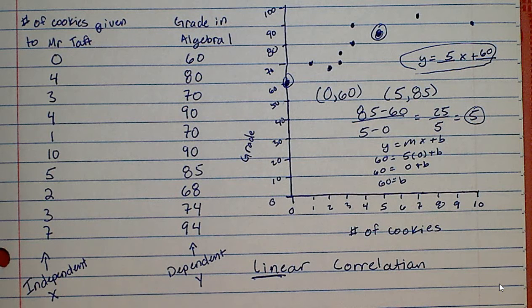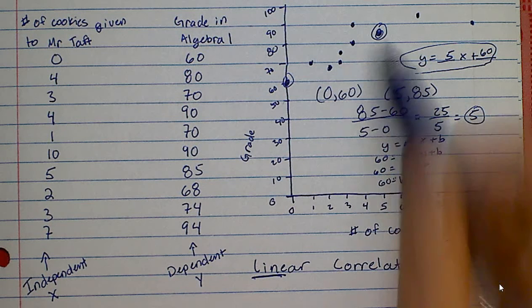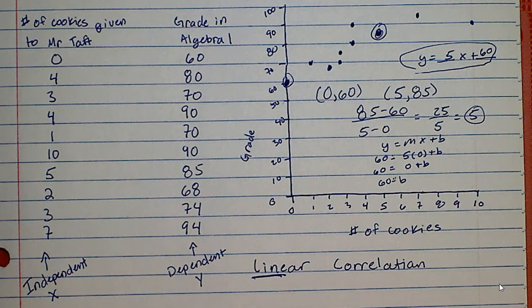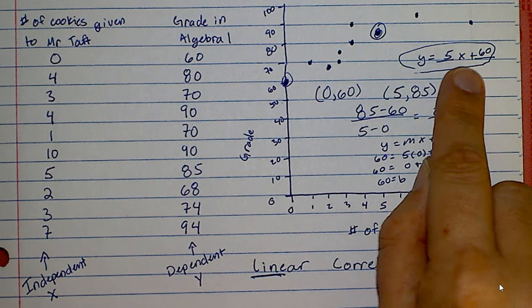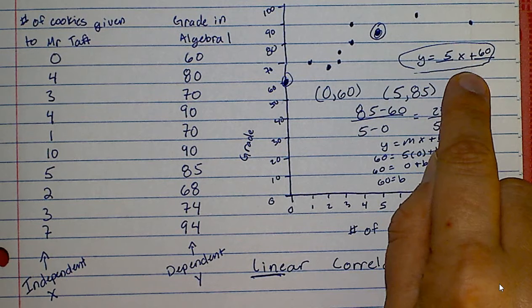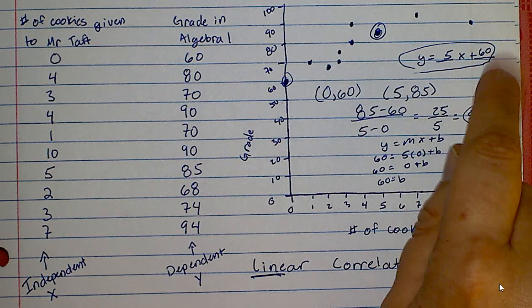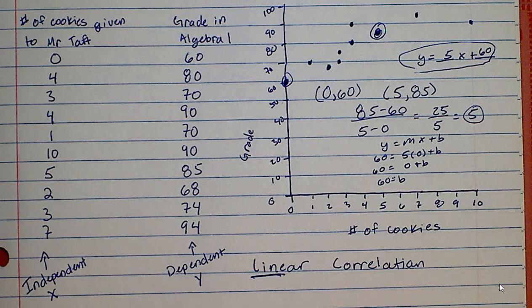Kind of, sort of? And there we go. That's my equation representing this line. Now what I can do with that is, if I had another student come in who gave me 75 cookies, and I wanted to guess what that person's grade would be, I could put 75 in for x. I could do 5 times 75 plus 60 and find out what their grade should be. That kid would have a huge grade, so much extra credit, right?